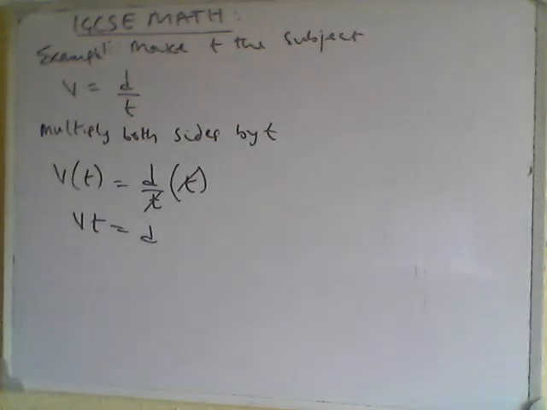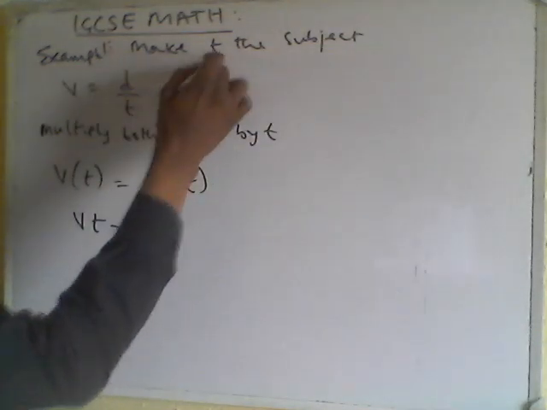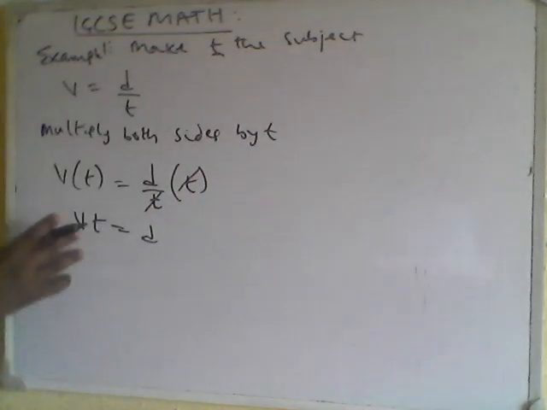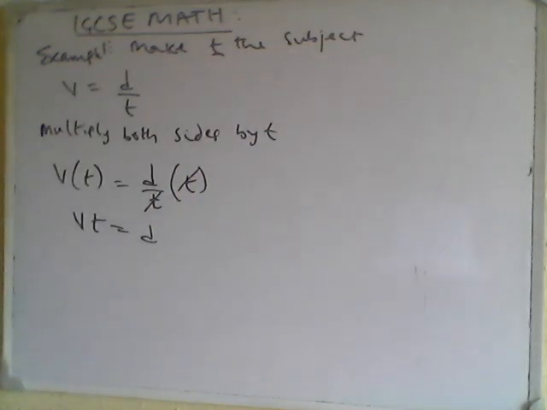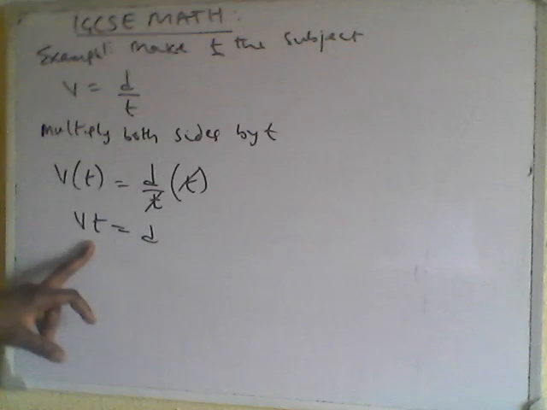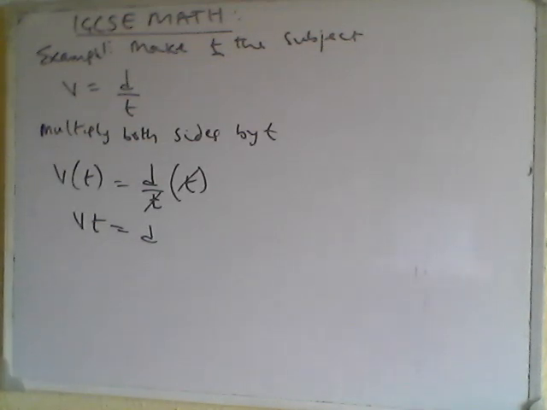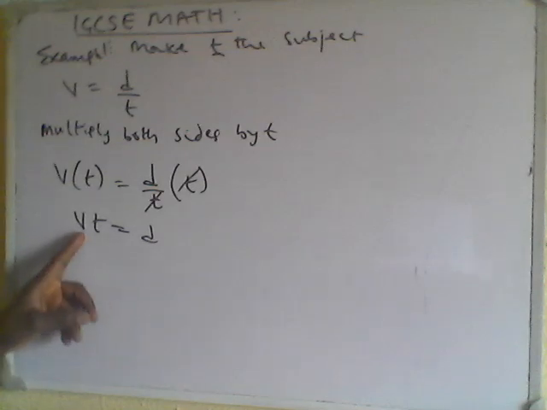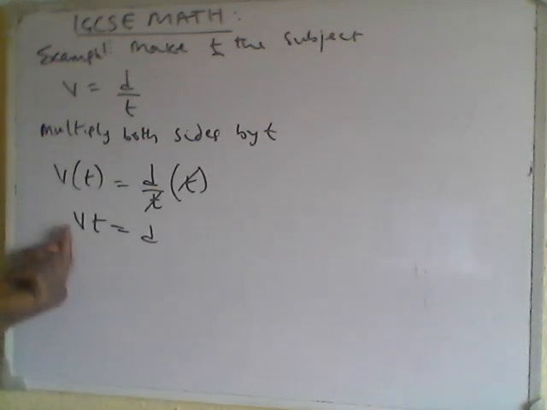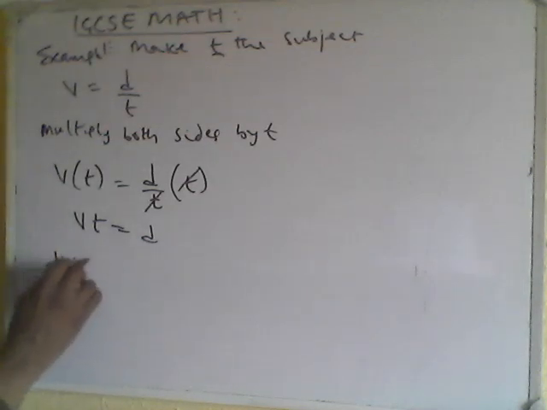But our instruction is to make t the subject, so t is not alone yet. t is still tied to v. What is binding t and v together is multiplication. And we have identified that thing binding them together. We're going to use the counter operation to detach it. That counter operation is division. So again, I will now say divide both sides by v so that v can be detached from t. Then we're making t the subject. So I'll say divide both sides by v.